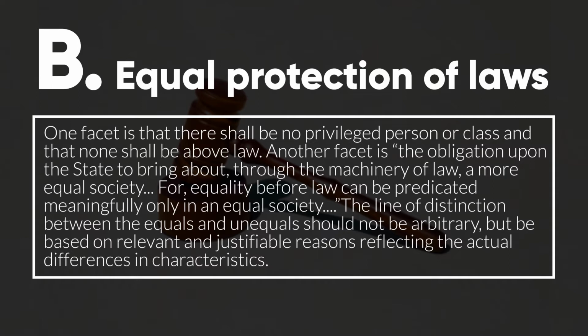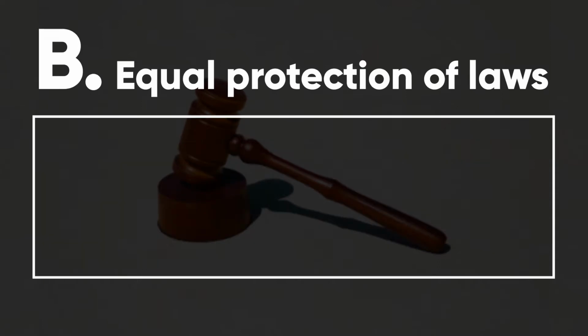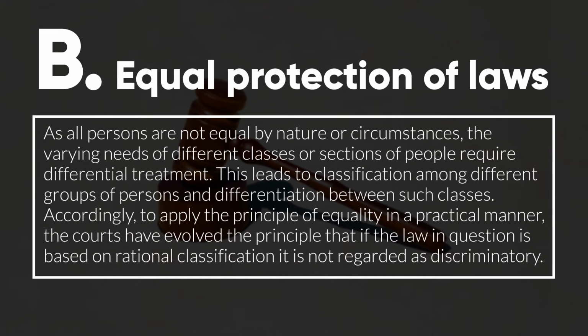The line of distinction between the equals and unequals should not be arbitrary, but be based on relevant and justifiable reasons reflecting the actual differences in characteristics. As all persons are not equal by nature or circumstances, the varying needs of different classes or sections of people require differential treatment. This leads to classification among different groups of persons and differentiation between such classes. Accordingly, to apply the principle of equality in a practical manner, the courts have evolved the principle that if the law in question is based on rational classification, it is not regarded as discriminatory.